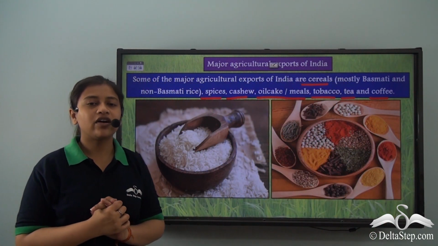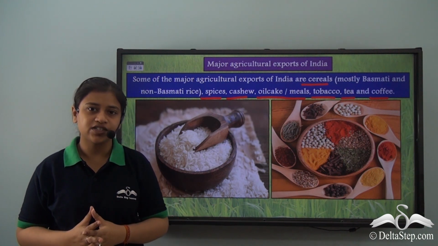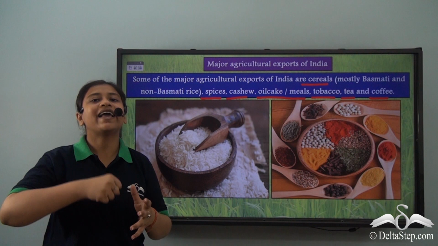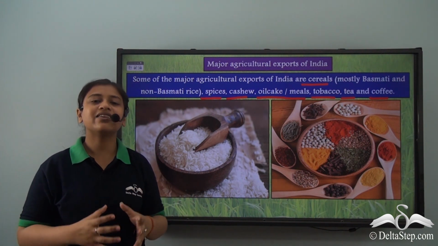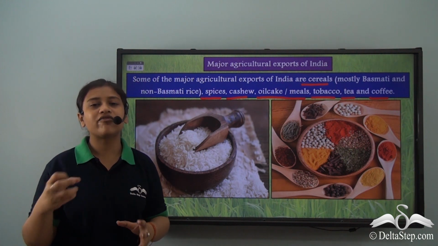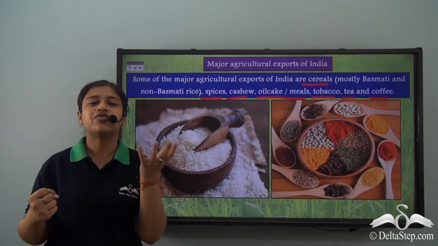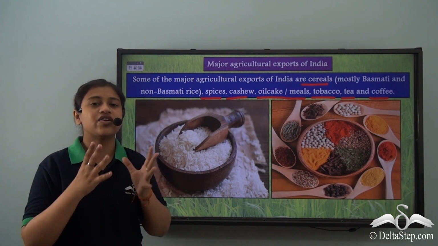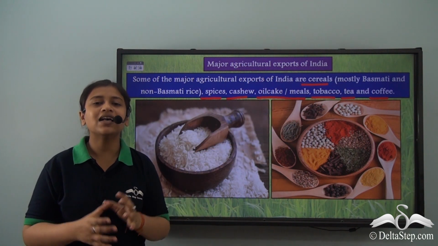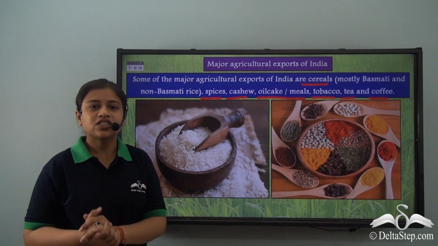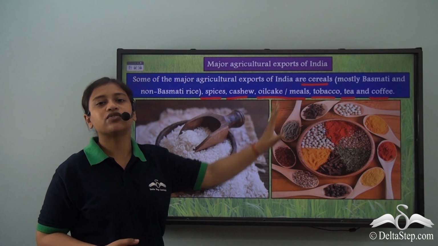Now, just for your understanding, oil cakes are protein-rich residues that are obtained after extracting the oil from oil seeds. For example, just like we extract mustard oil from mustard seed, the residue that is left behind is very rich in protein, and such residues or oil cakes or oil meals are used as poultry feed. So these are some of the major agricultural exports of India.